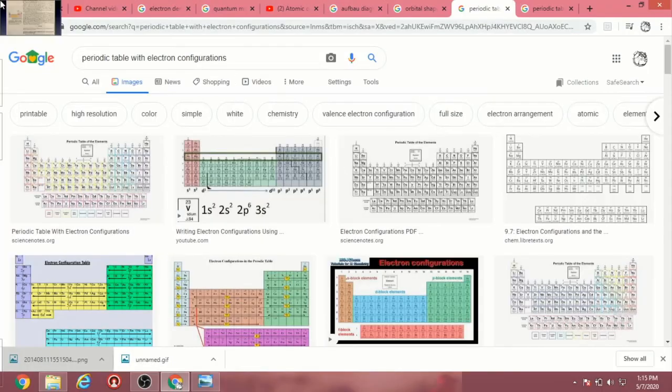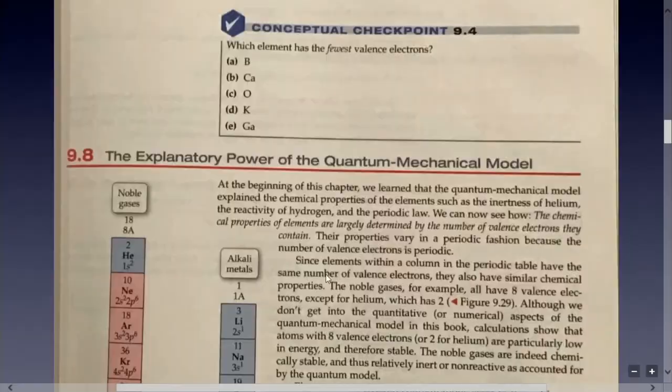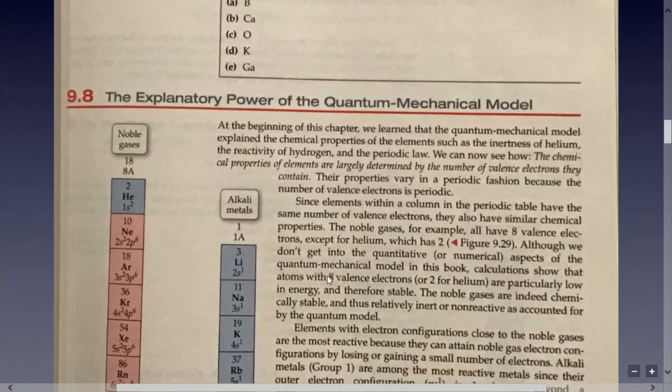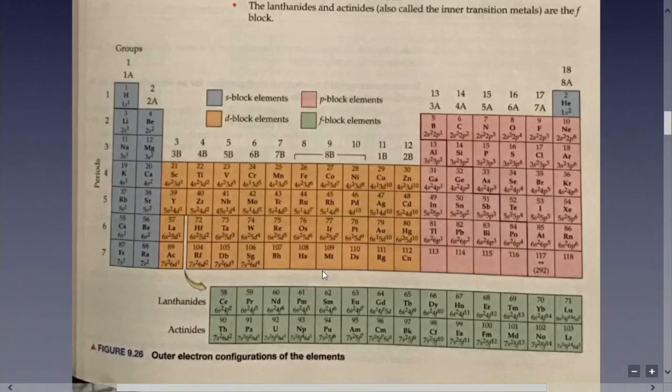That's why if you look at this periodic table here, these are addresses on the periodic table. Okay, 4p4, 4th row, P block, 4 valence electrons. 1, 2, 3, 4 valence electrons.